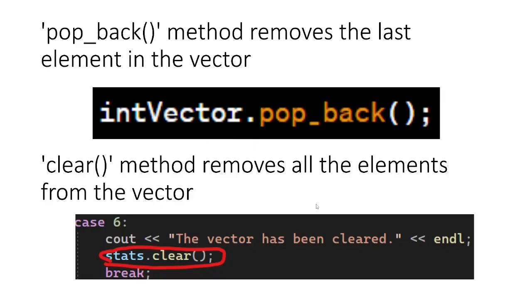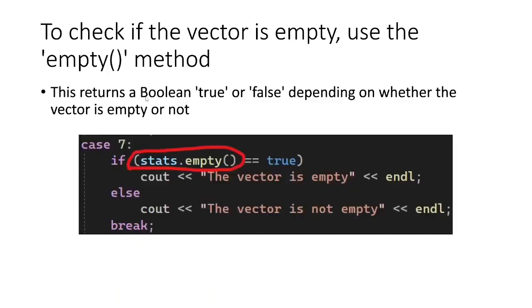The pop_back method removes the last element in the vector, and the clear method removes all the elements from the vector. And to check if the vector is empty, you use the empty method, and this returns a Boolean true or false depending on whether the vector is empty or not. So again, it returns a value, and that can become useful to you in the future. And that's it for this slideshow.